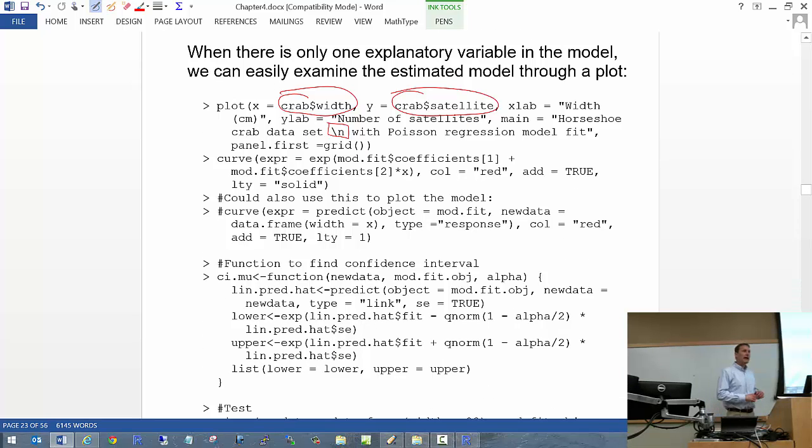Okay. Now to plot the actual model, just like what we did with logistic regression, I'm going to use the curve function. So I use curve. My expression is e raised to my beta hat 0 plus beta hat 1 times x. Remember what curve does? It's going to put 101 equally spaced values into the expression and then plot those. add equal true, add it to the current plot.